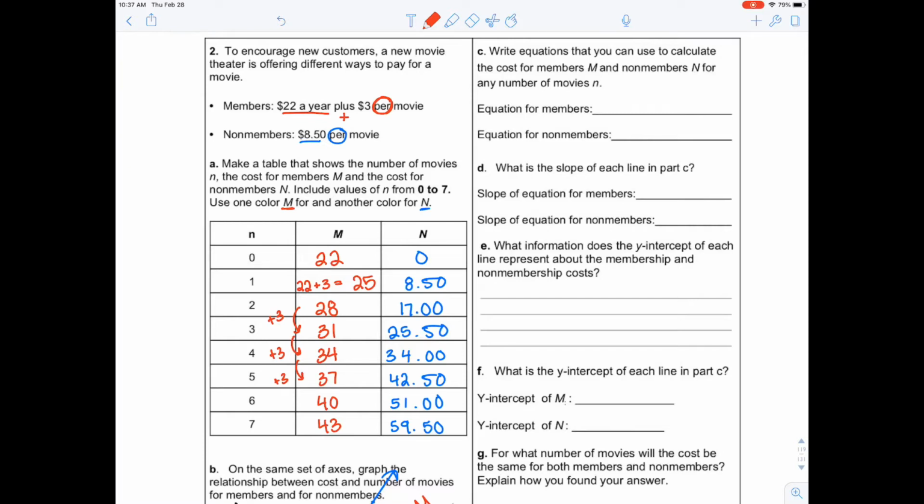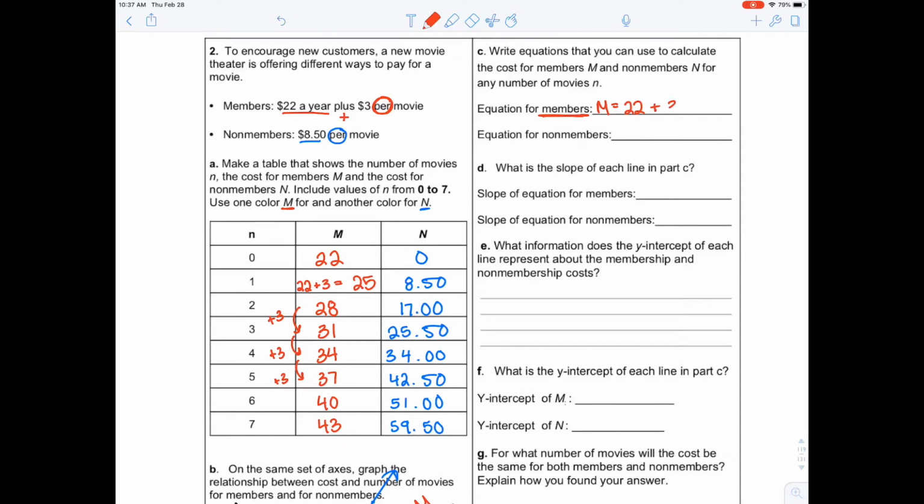So remember, we need to think about what's happening for members. So we're going to say that the cost for members, right? What are we adding? What things are happening? Well, we know that we're starting with $22, right? That's how much it costs for this membership. And how much are we adding to that? That's the next question. It says $22 a year plus $3 per movie.